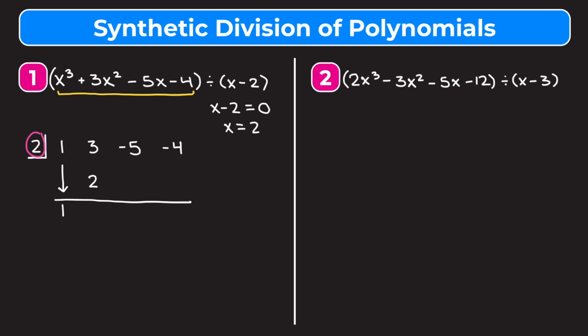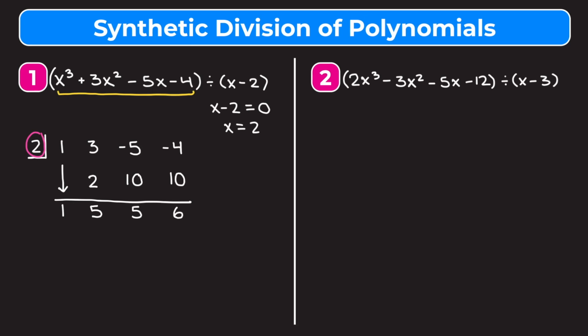And now we're going to add down. So we're going to do 3 plus 2, which is going to give us 5. And now the 5 is below the line, so we want to multiply it by the 2 in the box. 5 times 2 is 10. And now we're going to add down. Negative 5 plus 10 is positive 5. And now this 5 is below the line, so we're going to multiply it by the 2 in the box. We're going to get 10 again. We put it under the negative 4. We're going to add straight down. Negative 4 plus 10 is going to give us a positive 6.